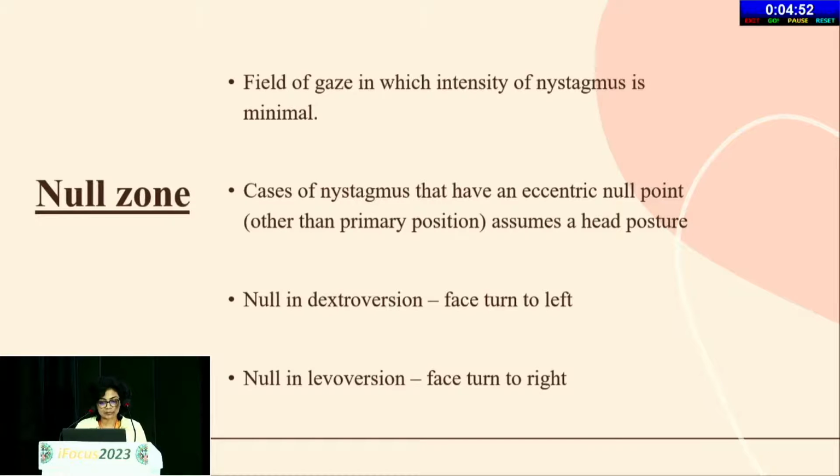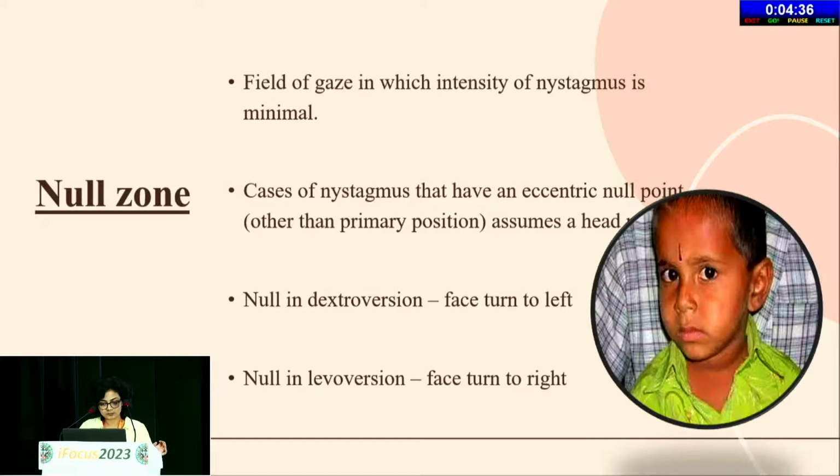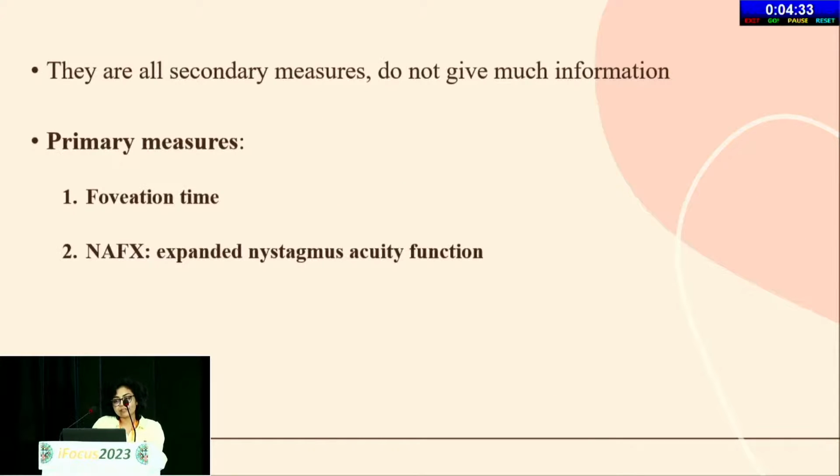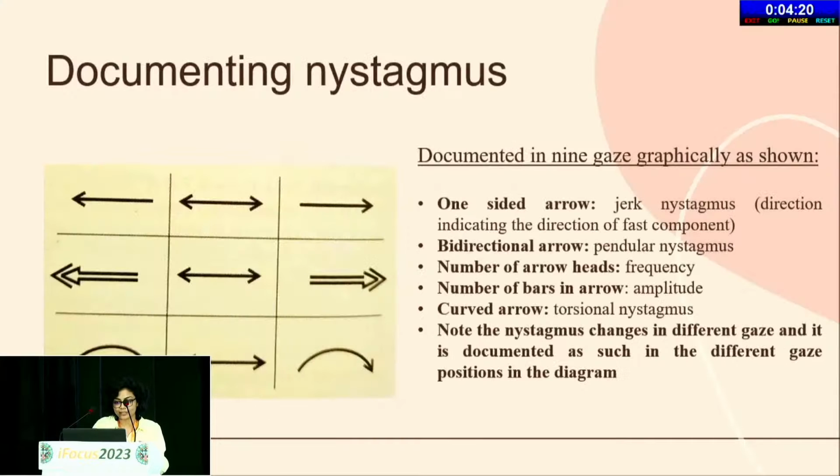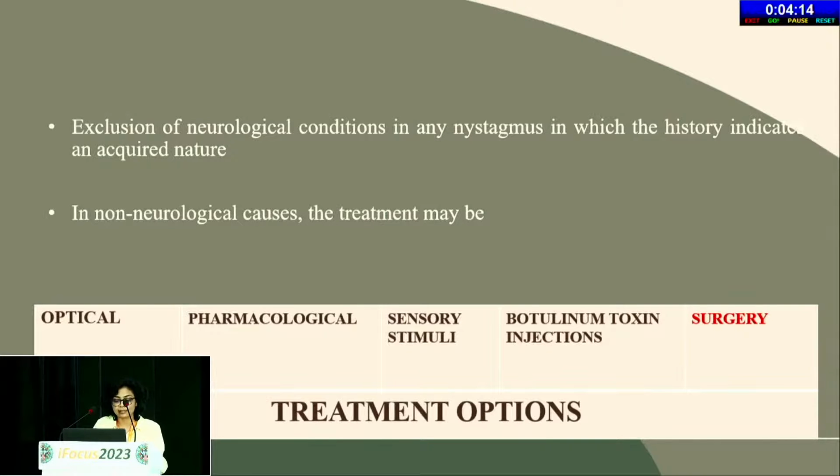So the cases of nystagmus that have an eccentric null point assume a head posture. So let's say the null is in dextroversion, let's say the null is on the right, the face turn is towards the left. Similarly, if the null is on the left, the face turn is towards the right. So they all are secondary measures and they do not give much information. The primary measures are the foveation time and the expanded nystagmus acuity function. The foveation time is the period for which the image of an object rests on the fovea, as the name describes. So this is the documentation of nystagmus in all the 9 gazes graphically.